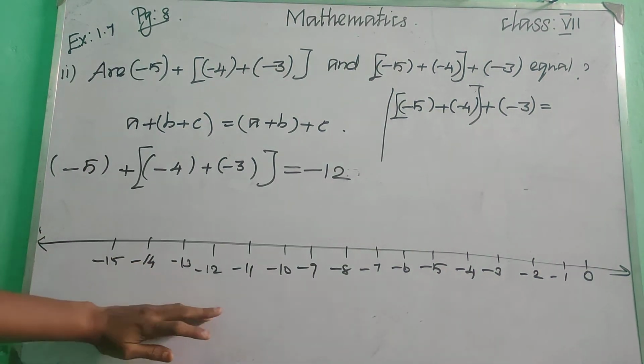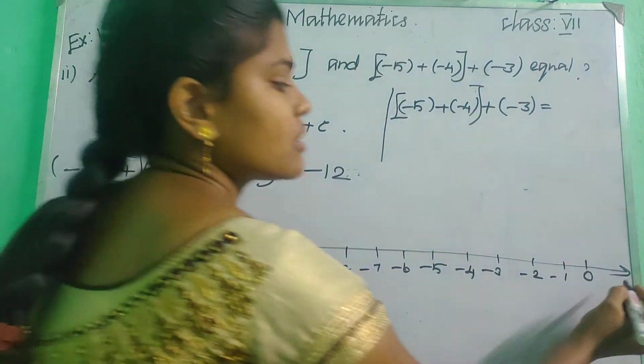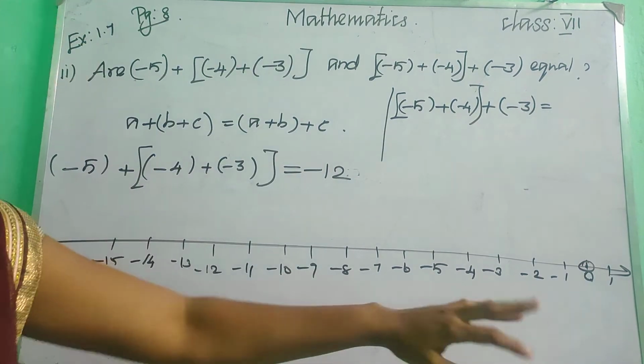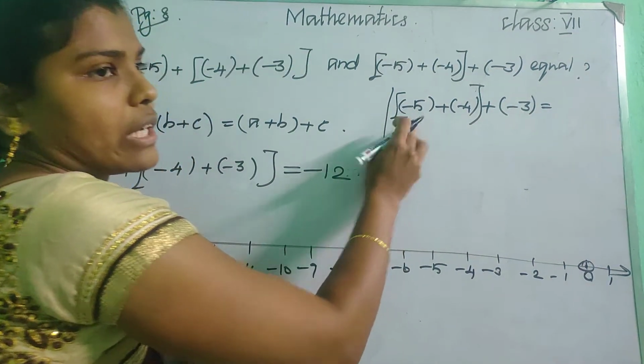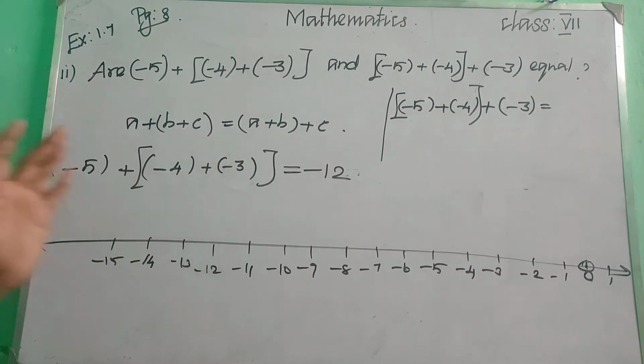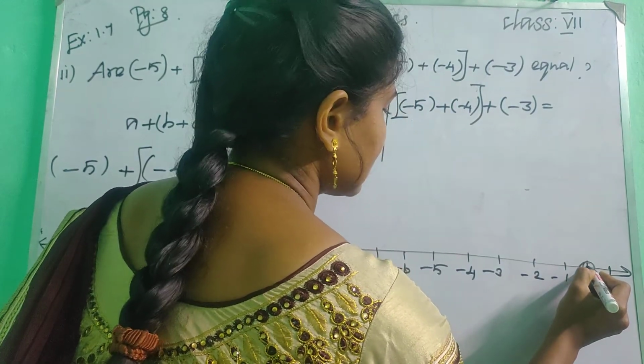So we have the number line. First of all, we need to solve the bracket. Before that, we need to start from 0, right? So here we need to start from this minus 5. Minus 5 is on the left side, children. So minus 5 means it's in the negative direction, so we need to move 5 steps, that is, on the left side.